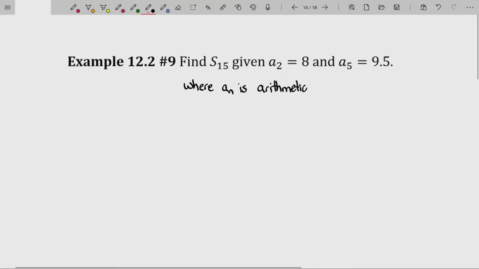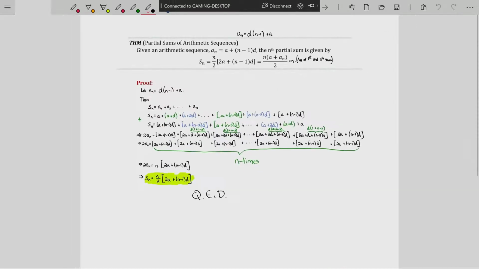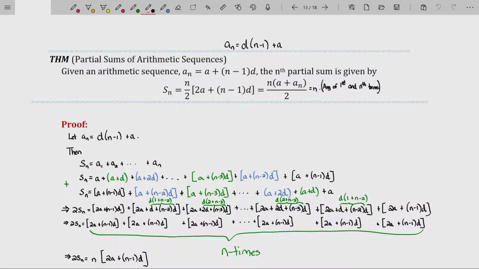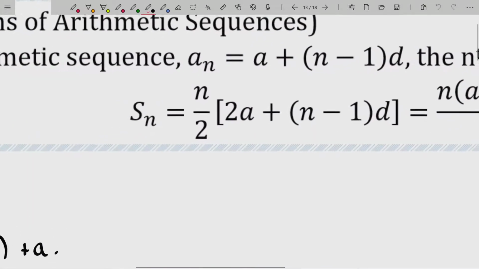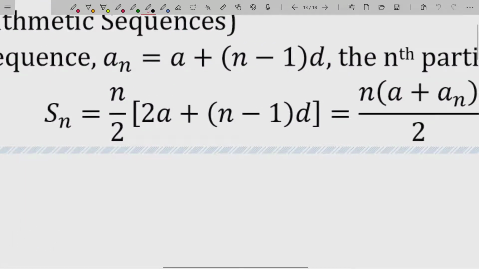All right, so that's written down. Let's go ahead and figure out how to do this. I'd really love to use our newly found formulas. So let me go ahead and take a look at them. S sub 15 would be 15 over 2 times (2a plus (n minus 1)d), right?